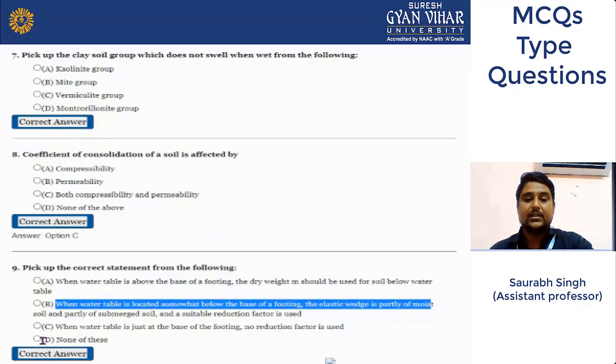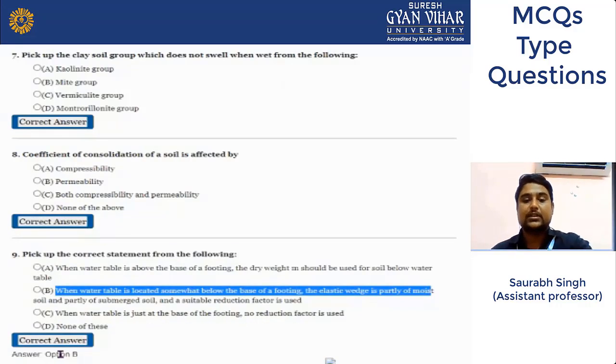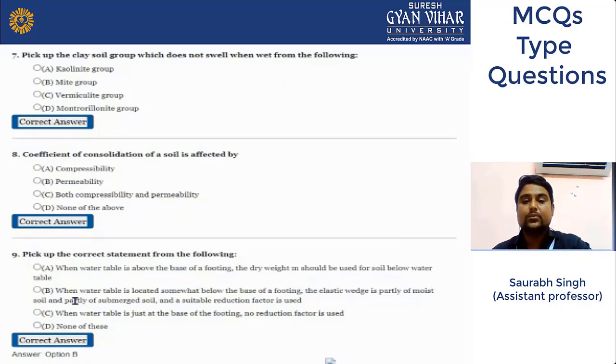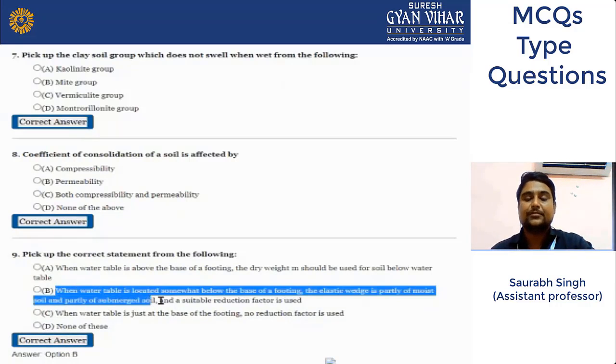Only B will be your right sentence. When the water table is located somewhat below the base of the footing, the elastic wedge is partially of moist soil and partially of submerged soil, and a suitable reduction factor is used. This will be your correct sentence. B will be your correct sentence.